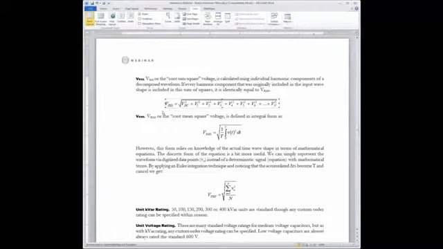Same thing goes for I root sum square. It's going to be the square root of the sum of the squares of all of the harmonic voltages, which will generate an RMS-like value, given every harmonic you've simulated is really there.